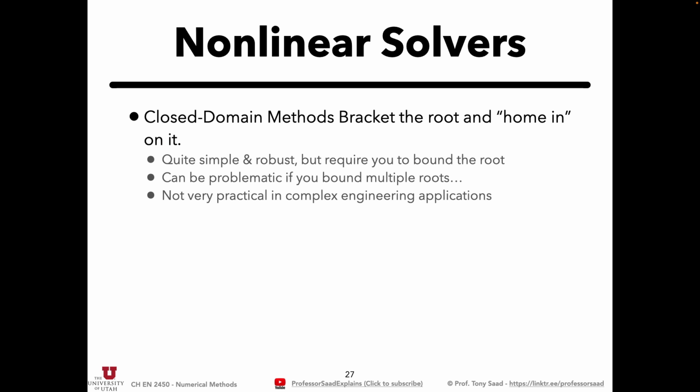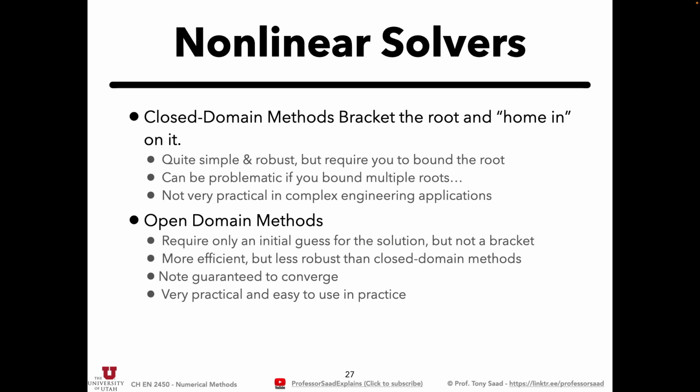But we're not going to worry about that. We will not cover those this year. Now, the more robust methods, and the one that fsolve uses, are called open domain methods. With open domain methods, instead of a bracket, you're only required to find one initial guess, either on the left or the right of the root, doesn't matter. But the routine itself should refine that guess to drive you closer to the root.